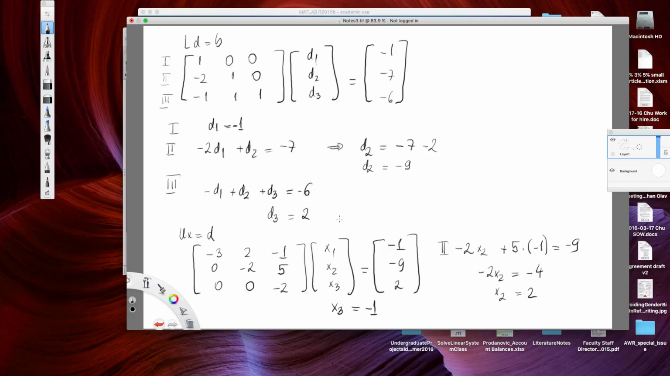So how do I get x1? I'm going to squeeze it in here. Minus 3x1, 2 times 2. It's minus 2 minus 6 over minus 3 is 2. Right? Yes? So that is our solution.